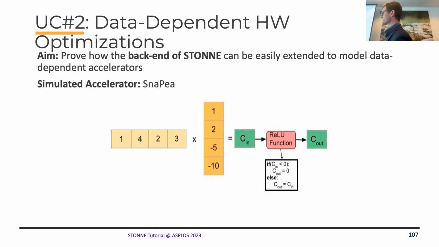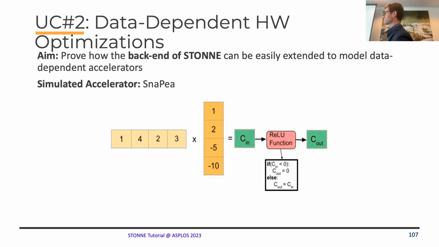It is very simple, as we can see here. 1 times 1 is 1, plus 4 times 2 is 8, 9, right? Overall, as a partial sum. And then we have 2 times -5, which is -10, and -10 plus 9 is -1. Then, no matter the value that comes later, this will be negative. So we can avoid essentially 3 times -10. So we can cut off computation, we can save energy. So this is the idea that implements this paper, this architecture.